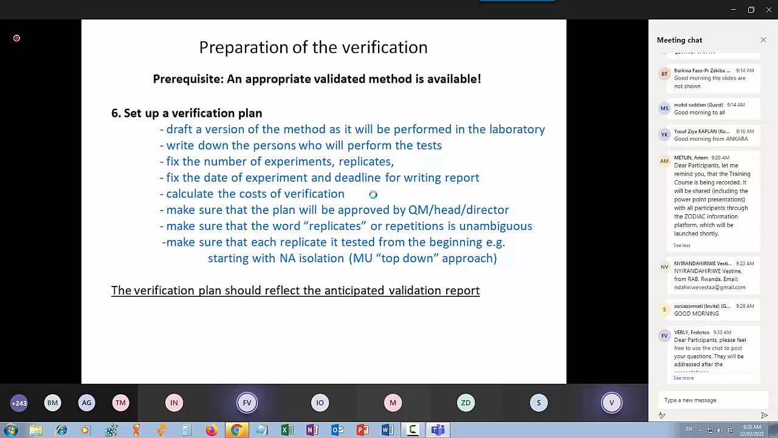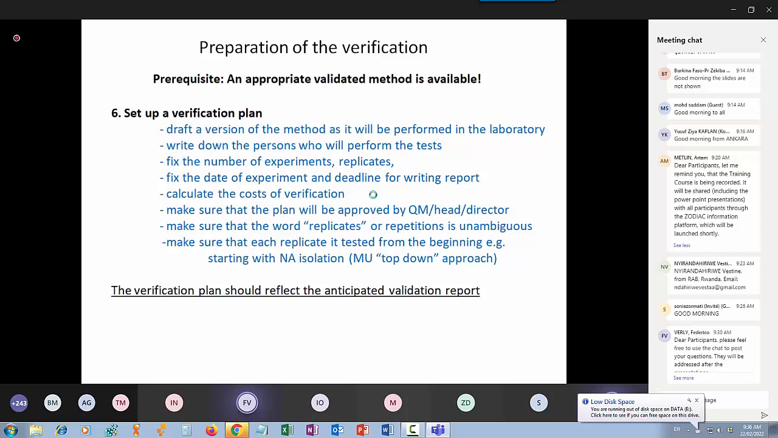And what we also have mentioned, make sure that each replicate is tested from the beginning. Don't extract RNA or DNA and then make 2 replicates on the same RNA or DNA extract. So start everything from the beginning. It is important when we will determine measurement uncertainty from the top-down approach.